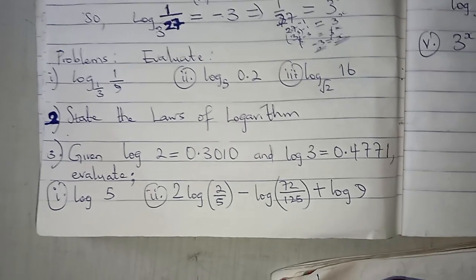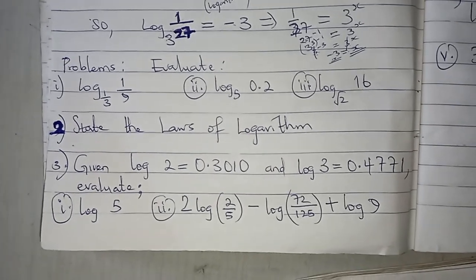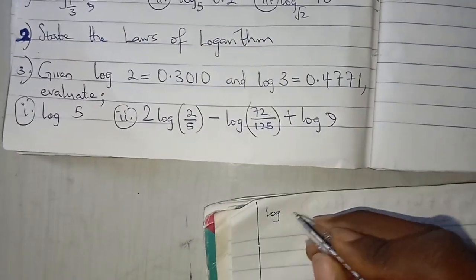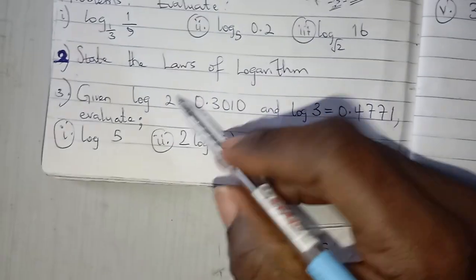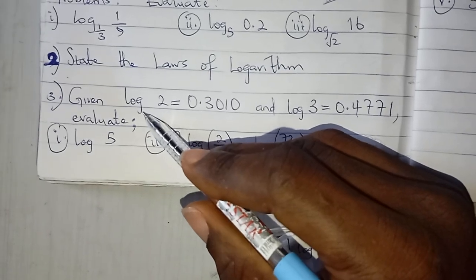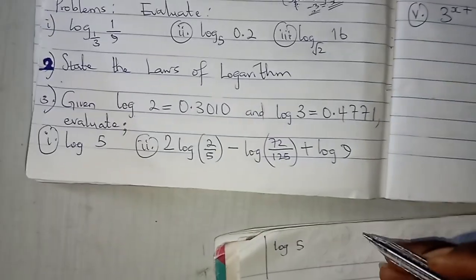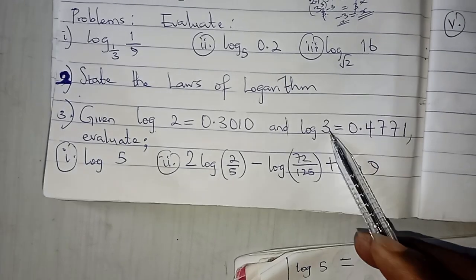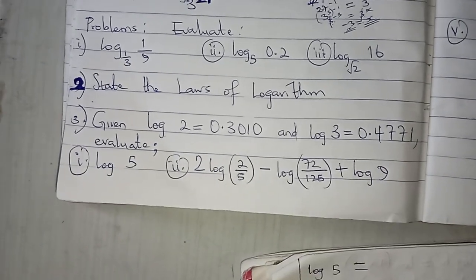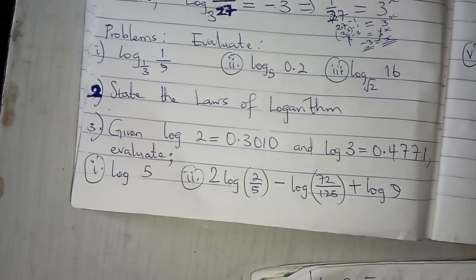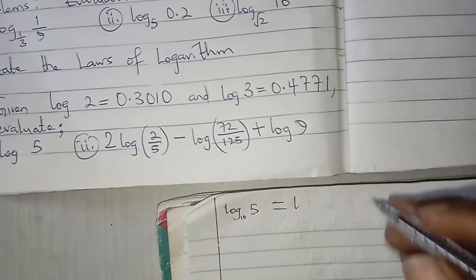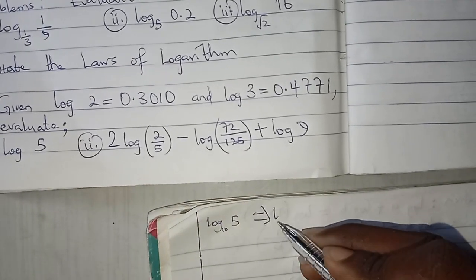I have log 5. They're asking me to solve for log 5. And know that once the bases are not given, it means that it's in base 10. So to find log 5 in this kind of case, I have 3, I have 2. That's why our advice, once you're solving this, you can put it to base 10 so you don't get confused.